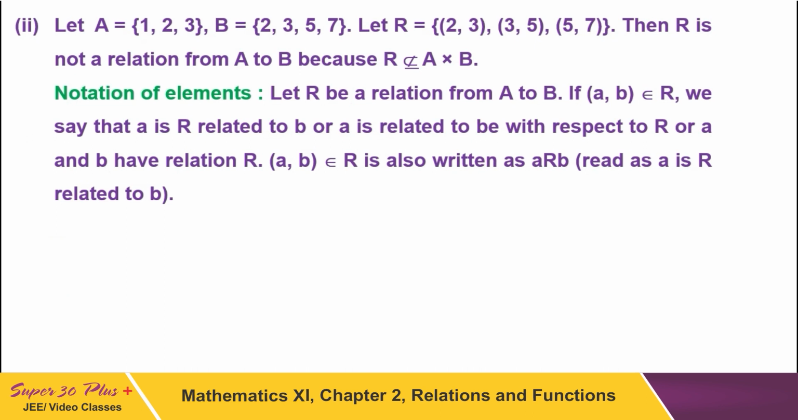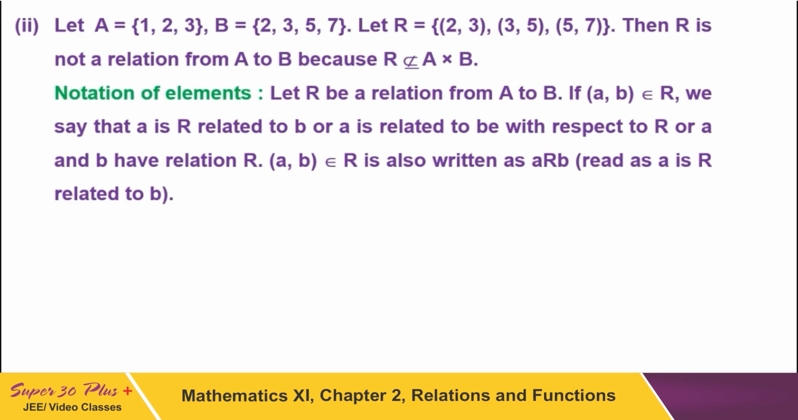Students, let's see another example. Here A is {1, 2, 3} and B is {2, 3, 5, 7}, and a relation is given here. But you can observe that this is not a relation, or you can say not a defined relation from set A to set B, because the relation is not a subset of A cross B.